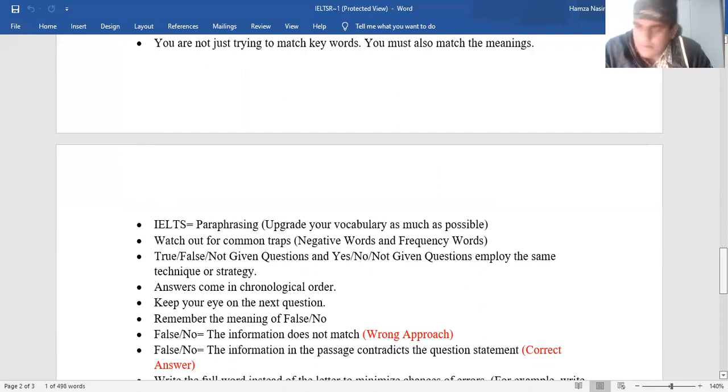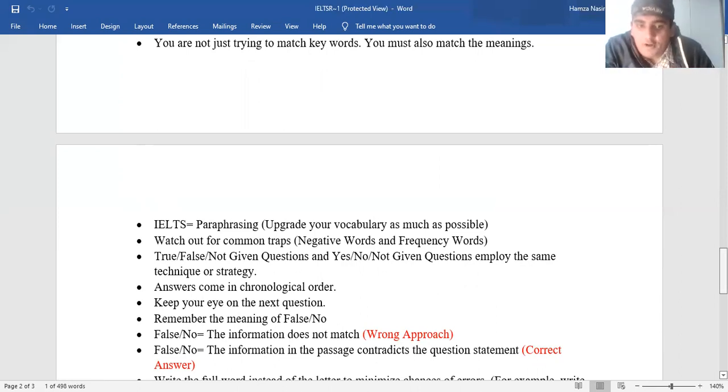And another very important pro tip, the answers come in chronological order. If this is the answer for question 1, and this is the answer for question 3, and you're having difficulties locating the answer for question 2, you can be very sure that it will be somewhere, most of the times, between 1 and 3. So it will help you narrow down your target area, help you save your time as well as your resources. Keep your eye on the next question.